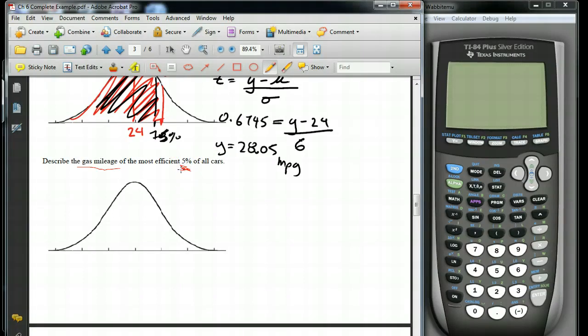It is actually the 95th percentile, because we are looking for the 5% that's the area that covers the best cars, and the best cars get the most miles. So when my median is 24, that means 50% of cars get 24 miles per gallon, but the most efficient cars are way over here in terms of their Z-score.